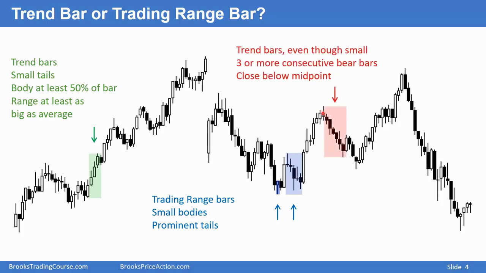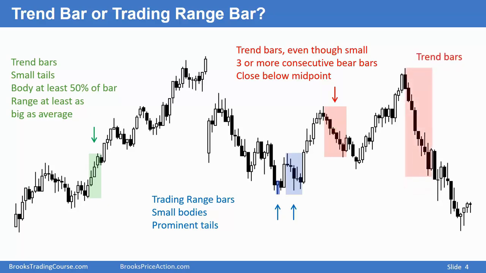Even though these bars are small, they are trend bars. I would not call these first 2 bear bars trend bars until I see that third bar. It has a bigger bear body, so we're starting to accelerate down. And that tells me that these 2 bars, rather than being the start of a trading range, were instead the start of a bear trend.